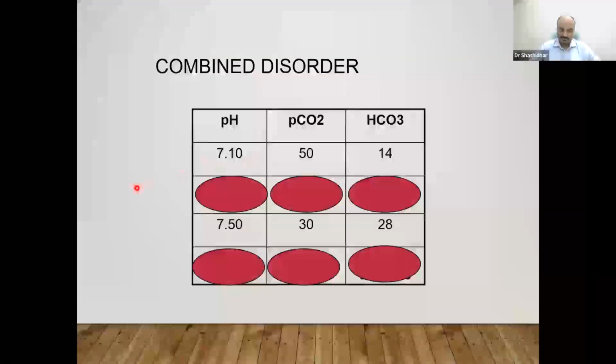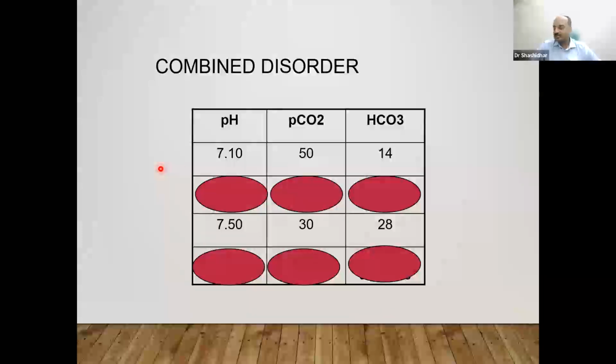So far clear. Now we'll step up our complexity a little more. Let's go into third, which is a combined disorder. So look, this is the step 3. Okay, let's see how many of you get it right. pH of 7.1, PCO2 of 50, bicarb of 14. What do you think this is?